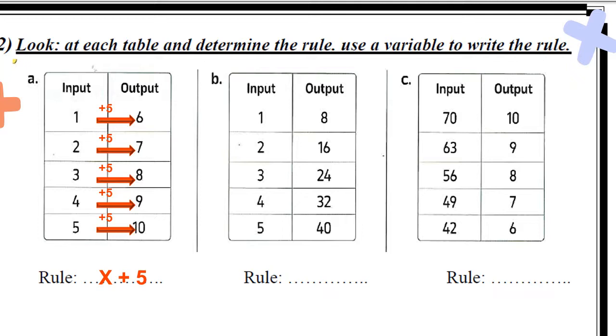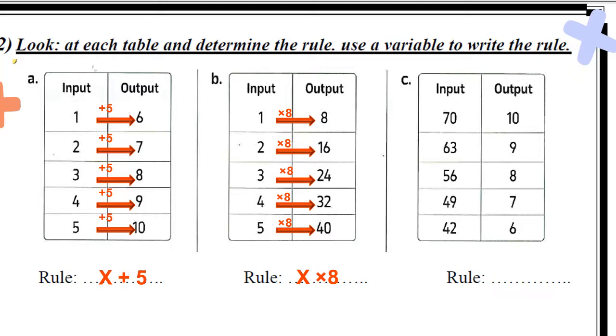Now letter B, we have 1 will be 8, bigger. 2 will be 16, bigger. 3 will be 24, which is bigger also. 4 will be 32 and 5 will be 40. So let's note that when we say 1 times 8, it will be 8. Let's check: 2 times 8, 16, yes. 3 times 8 will be 24. 4 times 8 will be 32. 5 times 8 will be 40. So the rule here will be x times 8.